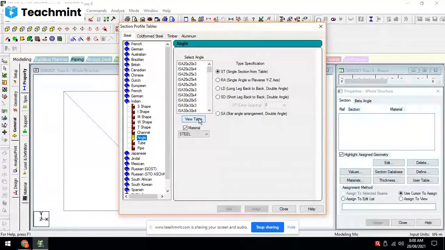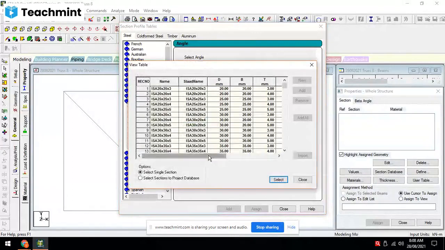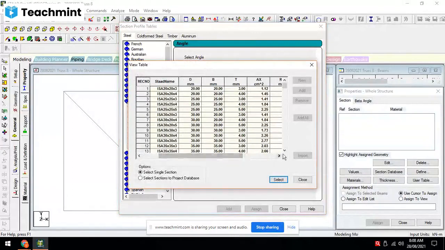So now what I will do, I will go to the view table. I have to select the section having an area equal to how many centimeter square? 1000 mm square is nothing but how many centimeter square?